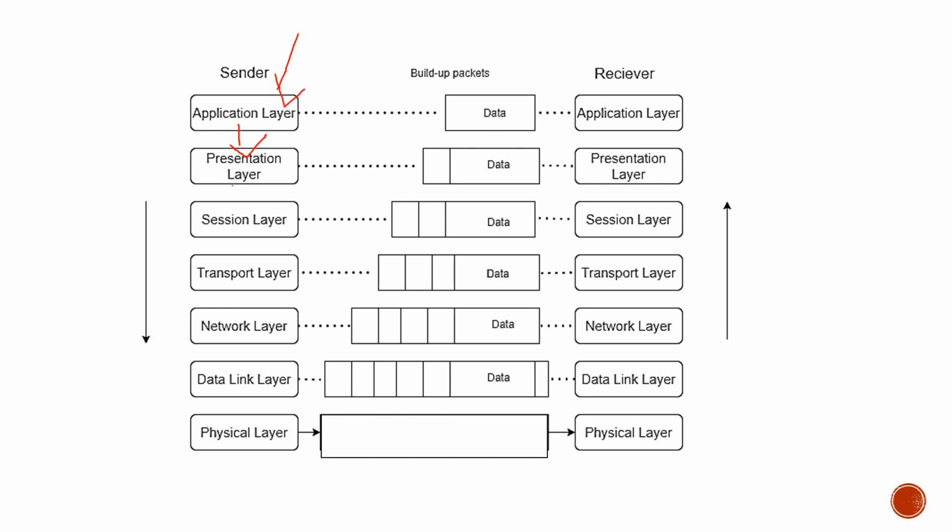After the presentation layer, the data is moved to the session layer. The session layer tracks the session, when the message has started sending and when it finishes. Everything will be noted in the session layer. After the session layer, it is moved to the transport layer. The transport layer is responsible for the overall transportation of the message.